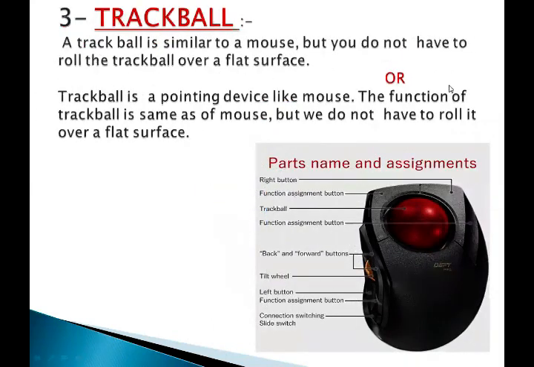Next is a trackball. What is a trackball? A trackball is similar to the mouse, but you do not have to roll the trackball over a flat surface. A mouse requires a little space on the desk to move properly. In many situations it becomes more difficult to provide space. Therefore, a trackball can be used instead of a mouse.